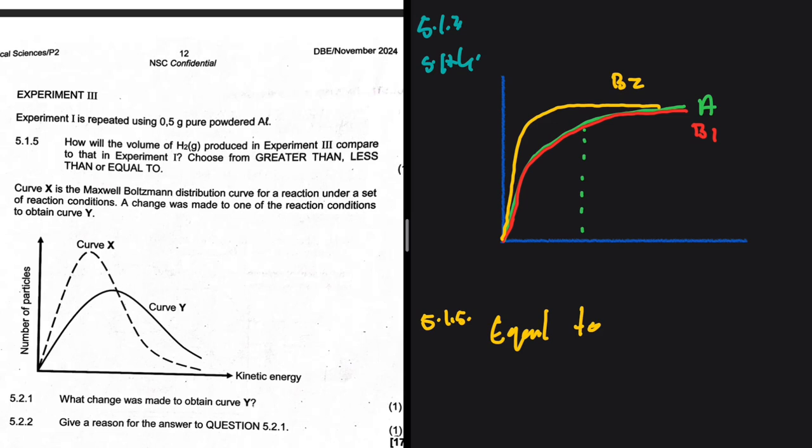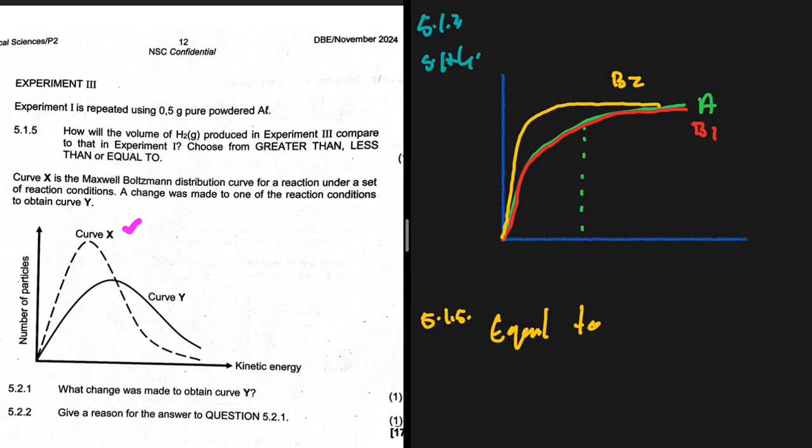So curve X is a Maxwell-Boltzmann distribution curve for a reaction under a set of reaction conditions. A change was made to one of the reaction conditions to obtain curve Y. So this is X initially, and then we change some conditions, get Y. What change was made to obtain curve Y? We know fully well that when the peak goes down and it shifts to the right, that is characteristic of what happens when you increase the temperature. So that is the answer to 5.2.1 and 5.2.2.